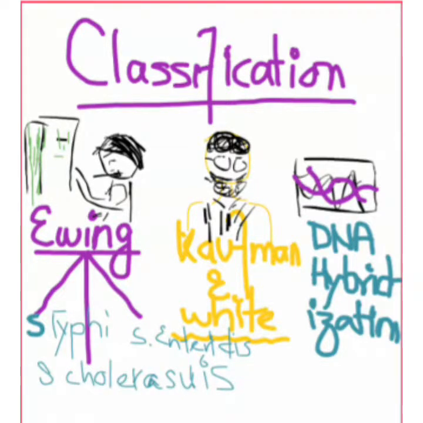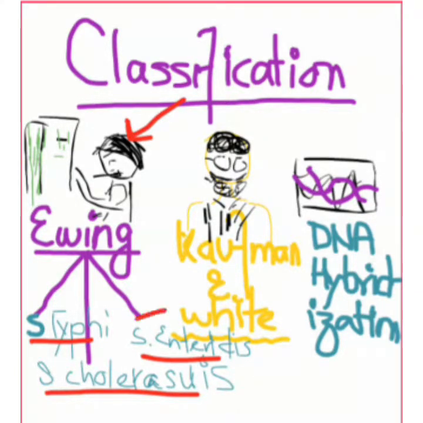There are many classifications. The first one is the Ewing classification. Ewing divided the organism into three genera: S. typhi, S. cholerae-suis, and S. enterocolitis. He said that the first species consists of only one serotype, similar with cholerae, but the third organism, S. enterocolitis, consisted of 1500 serotypes.